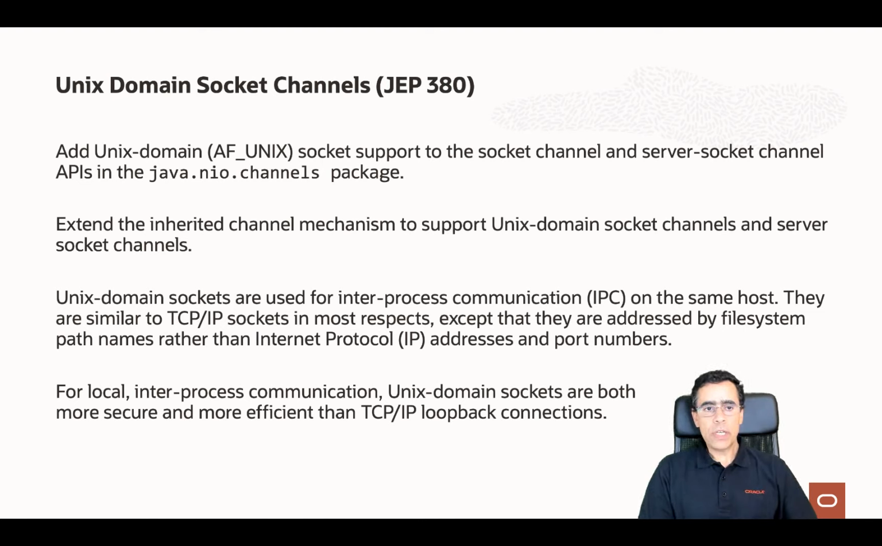Unix domain sockets are very similar to TCP/IP sockets, but are meant to be used for inter-process communication rather than for communicating with other servers. They can be addressed by file system paths rather than Internet Protocol addresses and port numbers. They are more secure and efficient than using the equivalent TCP/IP loopback connections. Unix domain sockets are used by all major Unix platforms and by Windows, and this JEP will add support for the features that are common across Unix and Windows.